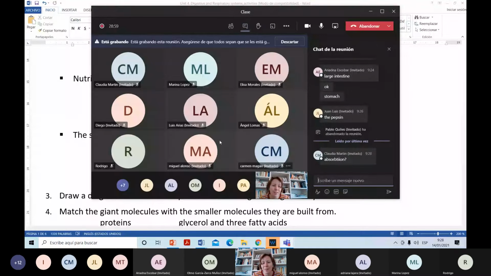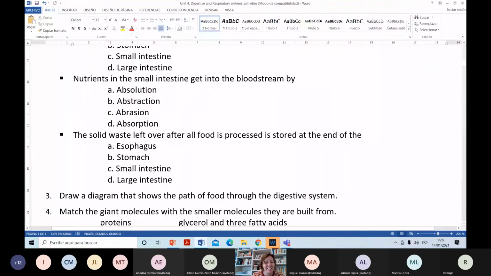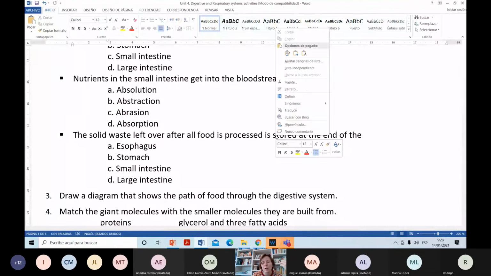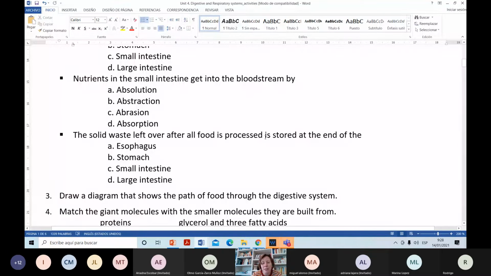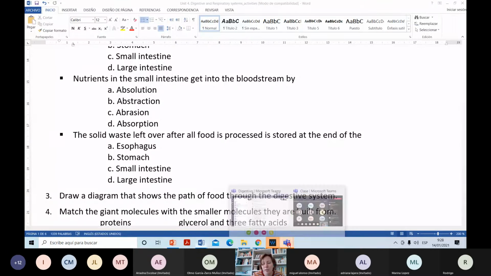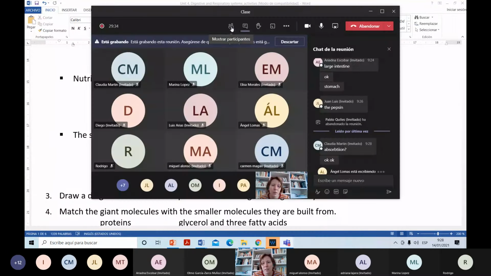Absorption. Okay, that's not the right spelling, but it's okay. It's this one, absorption. Okay, that's the right one. And the last one is the solid waste that is left over after all food is processed. So all food is processed, all the nutrients have been absorbed, and then where is the remainings of food in this moment when all the food, all the nutrients, have been absorbed? Where is it?